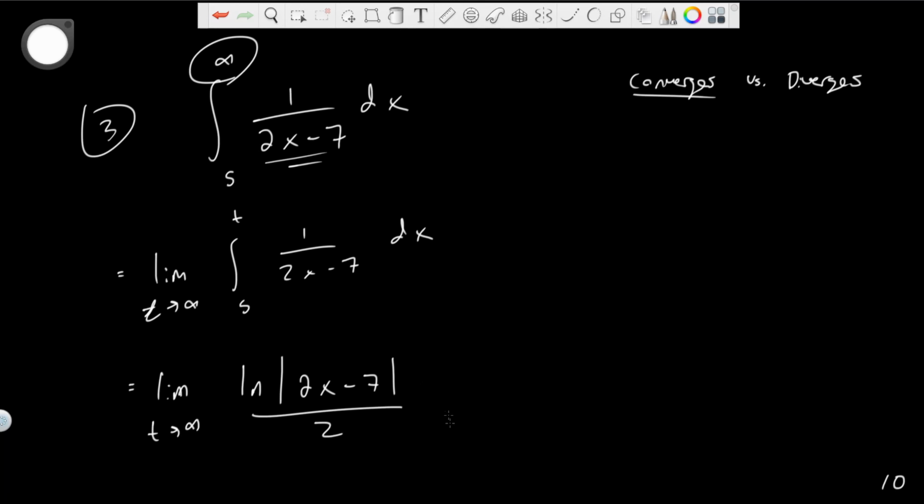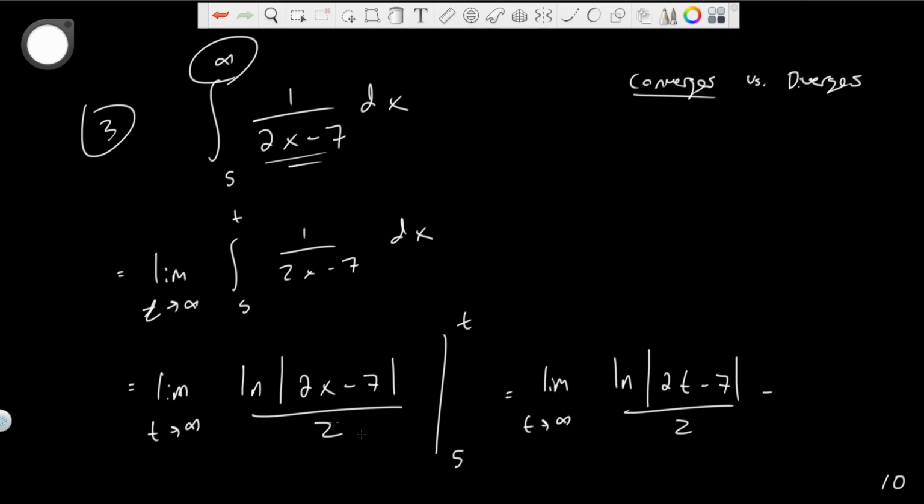That's my bad. We are evaluating this from 5 to t. So this is going to be the limit as t goes to infinity of the natural log of 2t minus 7 over 2 minus ln 3 over 2. I'm going to get rid of those absolute values. And since we're going from 5 to infinity, I can actually get rid of these ones as well.